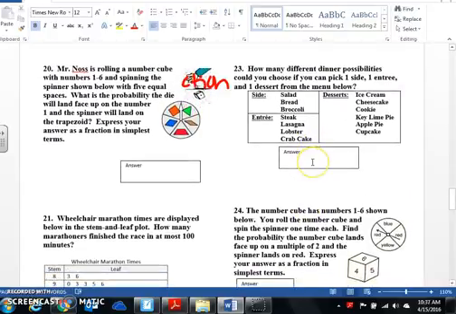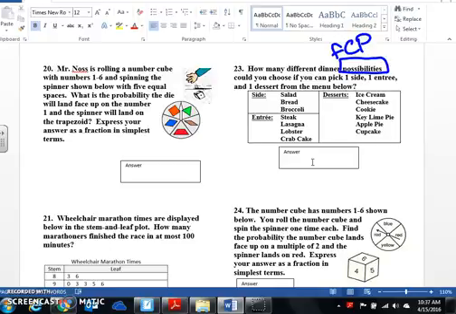23. How many different dinner possibilities could you choose if you can pick one side, one entree, and one dessert? All right, possibilities. It means fundamental counting principle. Nowhere in there did I see probability, so I should not have a fraction. So you're choosing one from each category. For the side, I have 3 options. For the entree, I have 4 options. And for the desserts, I have 6 options. And now I just multiply. 3 times 4 times 6 gives me 72 different possibilities, or different menu possibilities.